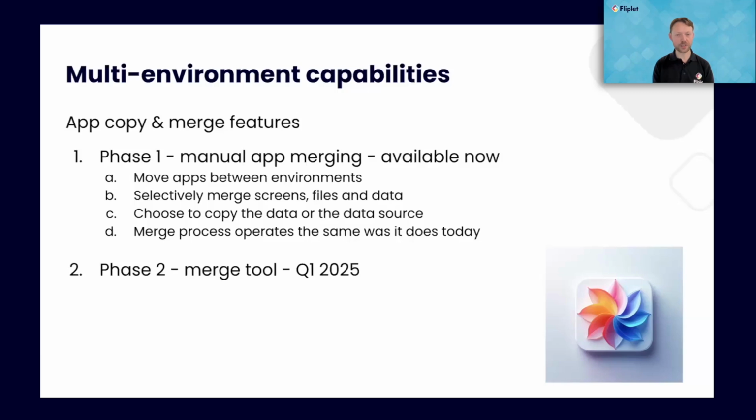The way this merging works is that you basically copy the screens across, you copy the files across, you manually copy the data that you need across, and you basically manually patch the changes from your updated app back into your production app. And if you'd like more information on this feature, get in touch and we can explain best practices of how to do manual app merging.